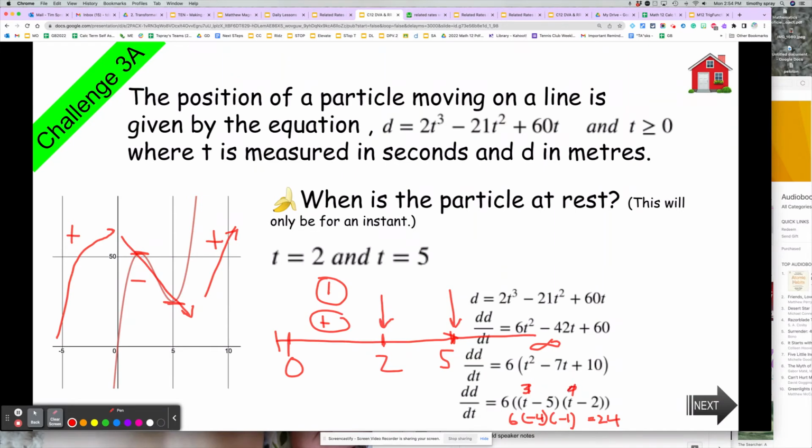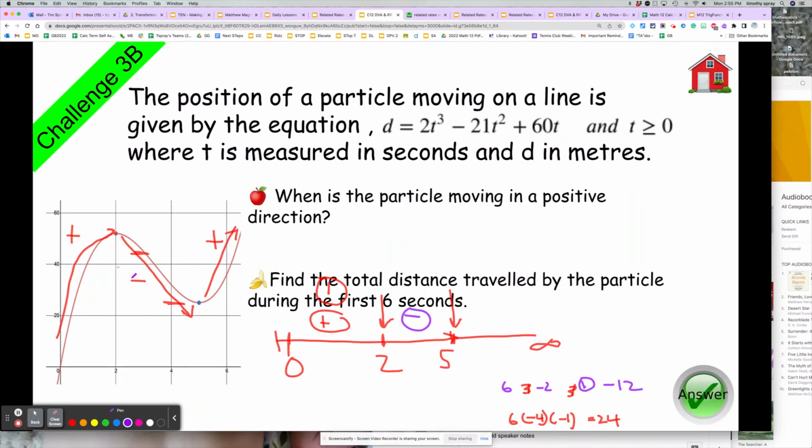So if I put a 3 in there and a 3 in there, 3 minus 5 is minus 2, and 3 minus 2 is 1. Can you see that I'm going to have 6 times negative 2 times 1, which is negative 12? So the slope is negative right in here. So you could just test values, or if you know what the graph looks like, we just know that's a positive slope and that's a negative slope, and so on.